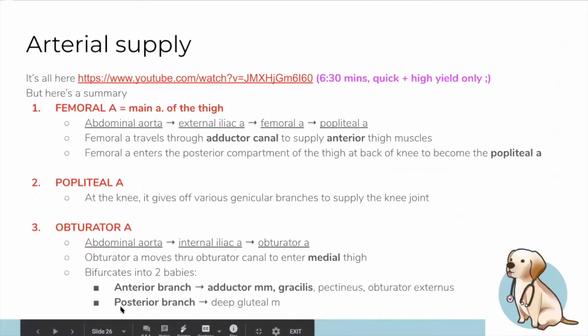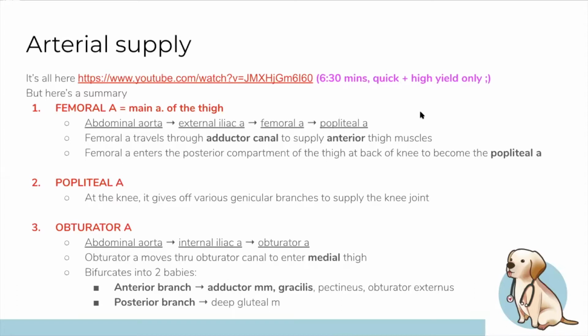So arterial supply, if you haven't watched this video that we posted on YouTube, do watch that. It's a lot simpler than you might believe. But a quick summary is that the arterial supply of the thigh region is mostly from the femoral artery, the popliteal artery, and the obturator artery. So the femoral artery comes from the abdominal aorta through the iliacs down to the femoral region, and then it becomes a popliteal artery. So it's just one straight artery that comes down and supplies the anterior thigh muscles.